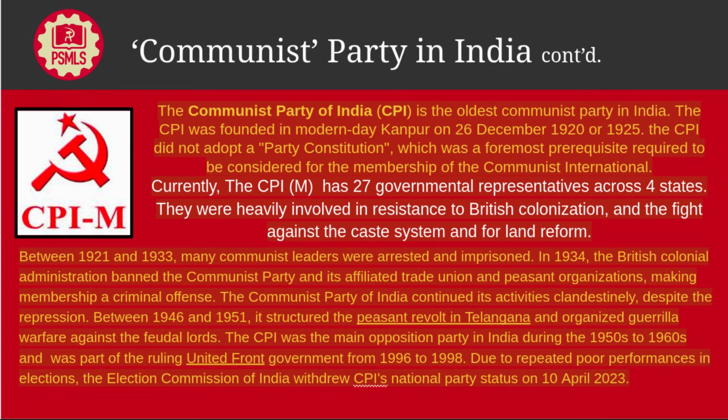The CPI was the main opposition party in India during the 50s and the 60s, and was part of the ruling United Front government from 1996 to 1998. Due to repeated poor performances in elections, in 2023, the Election Commission of India withdrew CPI's national party status.